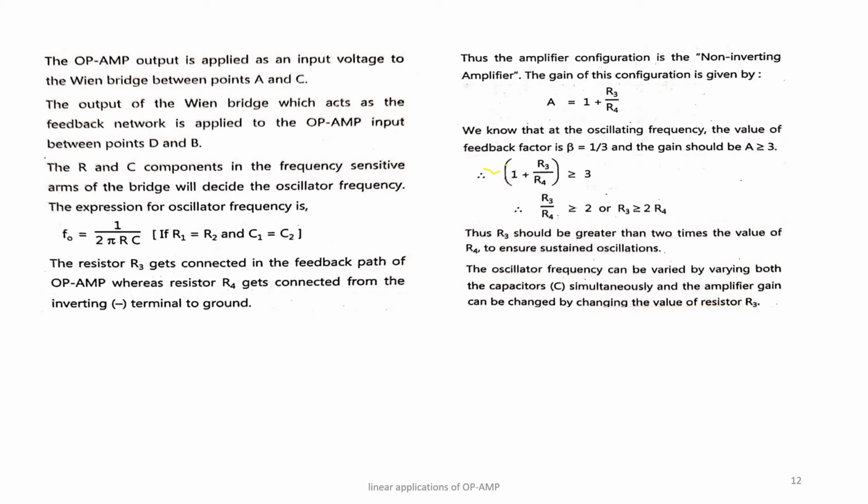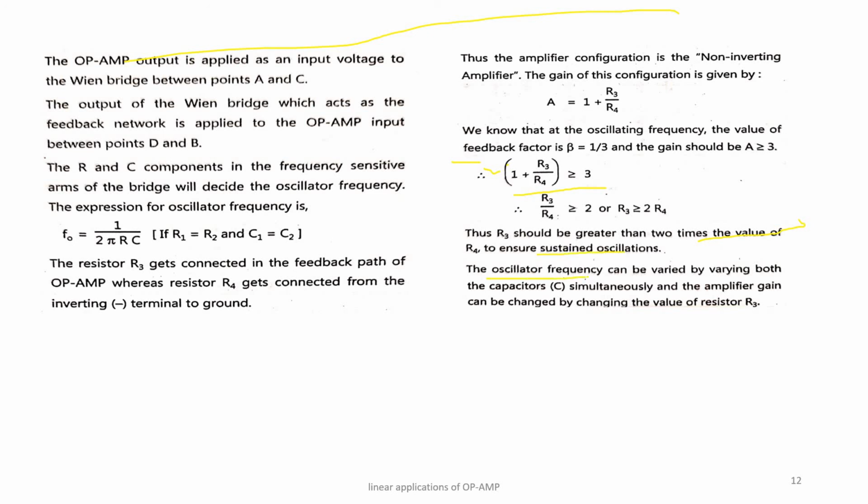We know that at the oscillation frequency, the value of the feedback factor is 1 by 3. Therefore, the gain should be greater than or equal to 3. Therefore, the value of 1 plus R3 by R4 is greater than or equal to 3. Now, moving 1 to the right side, 3 minus 1, so the value of R3 by R4 is greater than or equal to 2. Therefore, R3 should be greater than 2 times the value of R4 to ensure sustained oscillation.